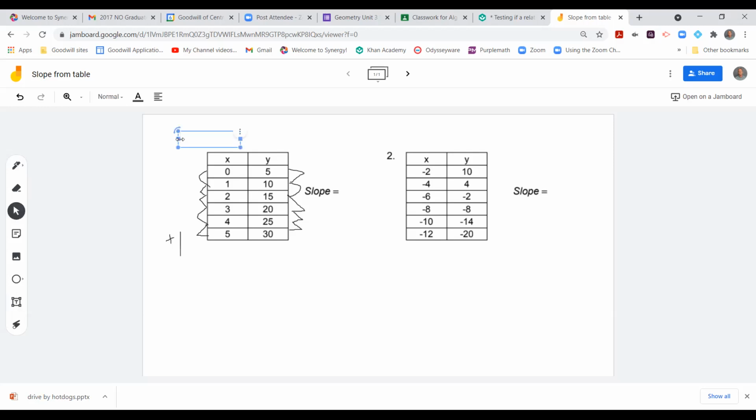That's what I want. So domain and range. Put those up above the columns to make sure that's somewhat helpful. And it looks like the y values are changing by 5 and the x values are changing by 1. So can we say the slope is 5?